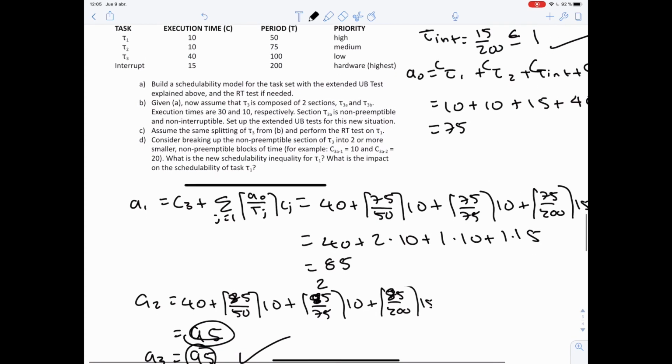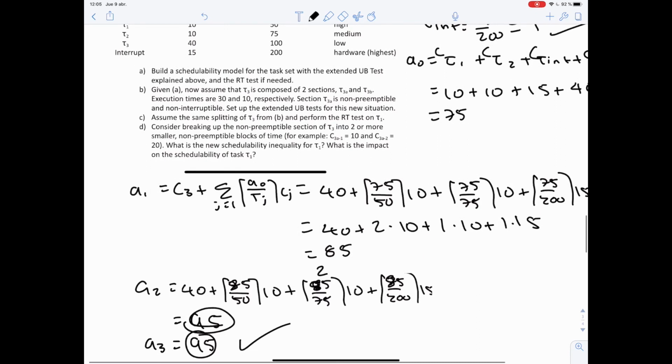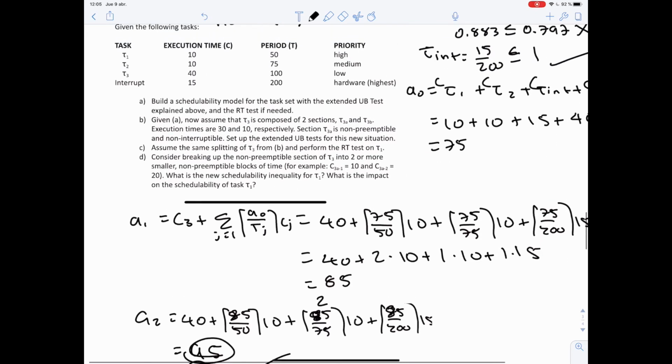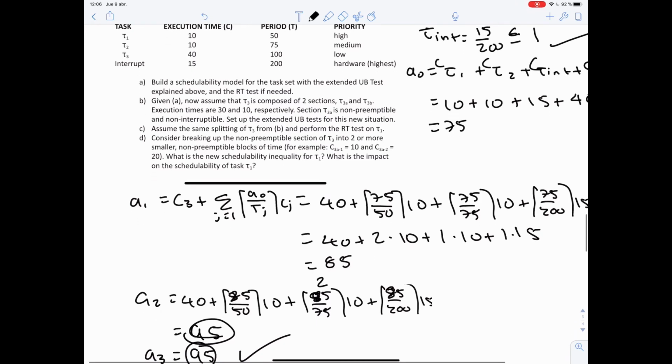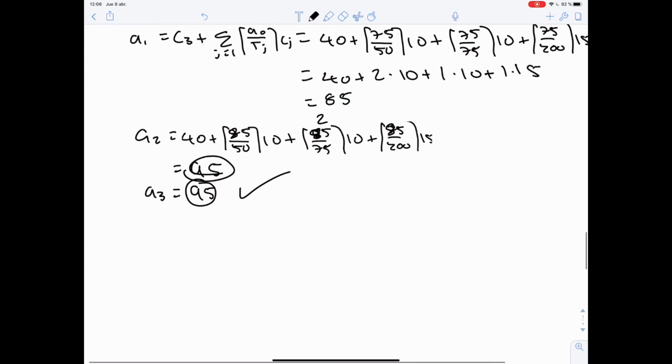Part C asks us, apologies, task B asks us to compose task 3 of 2 sections. We have 3A and 3B, and their execution times are 30 and 10 respectively, and 3A is non-preemptible and non-interruptible. So we have to set up the UB test for this case. So let's start with B.